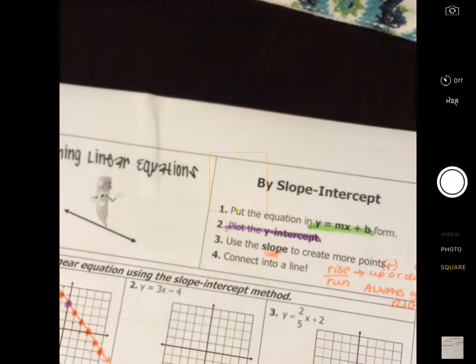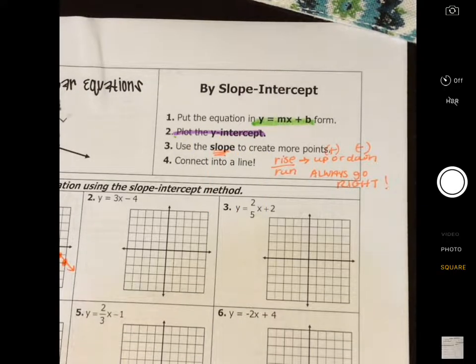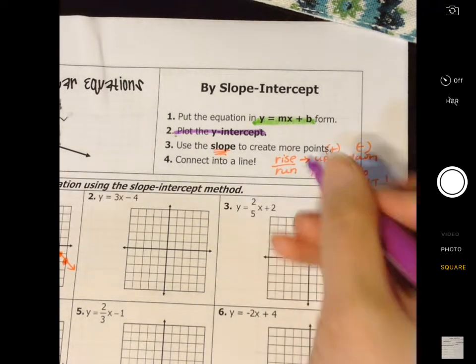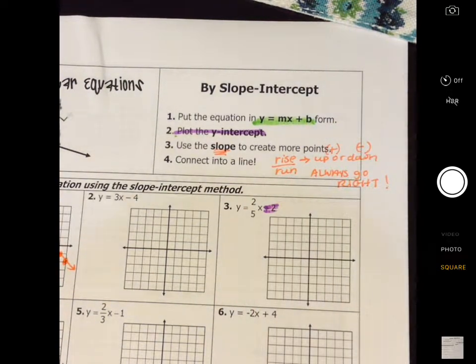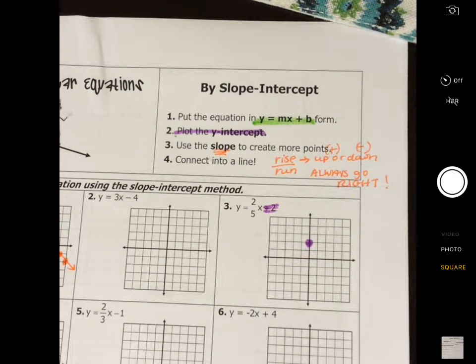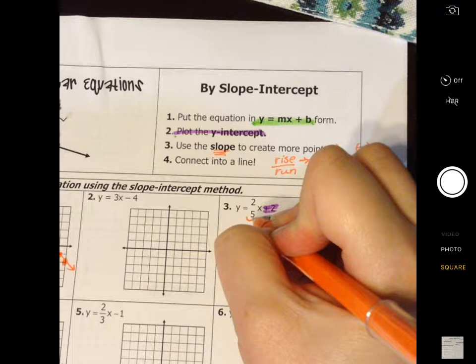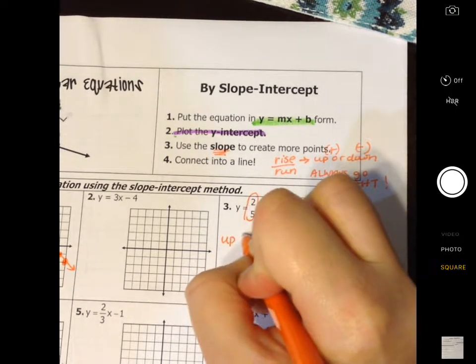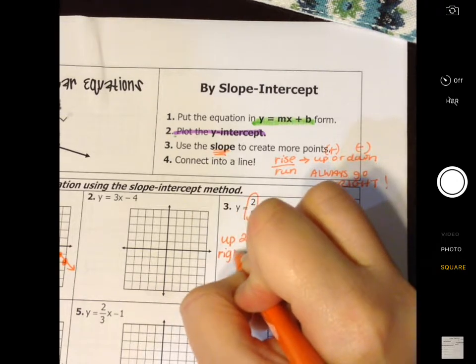Let's go ahead and move on. Let's look at number 3. It is written in slope-intercept form, so now I just need to plot my y. So my y is positive 2, so I go up 2. My slope is 2/5. So this tells me up 2, right 5.